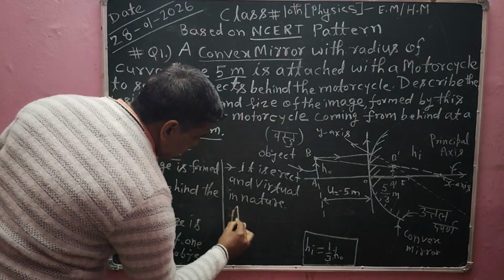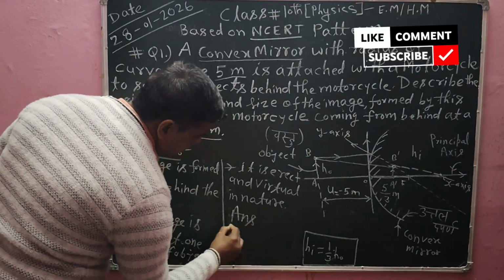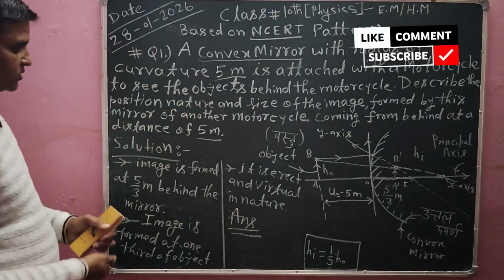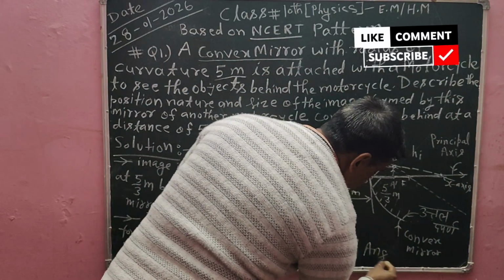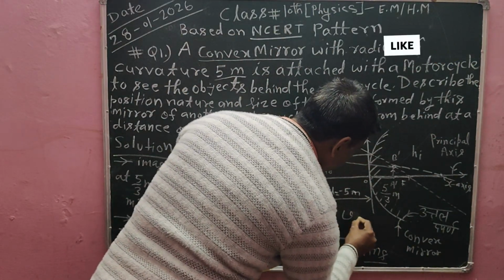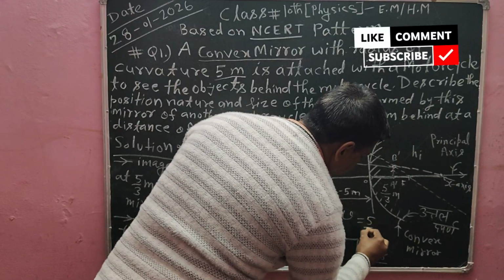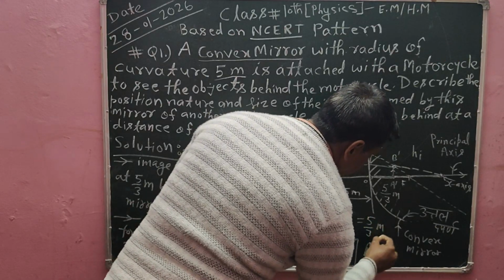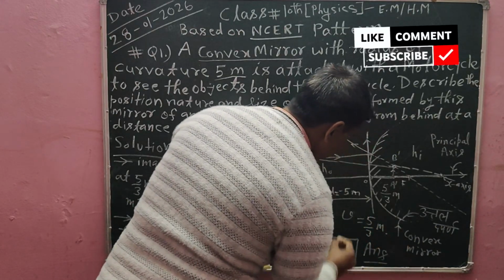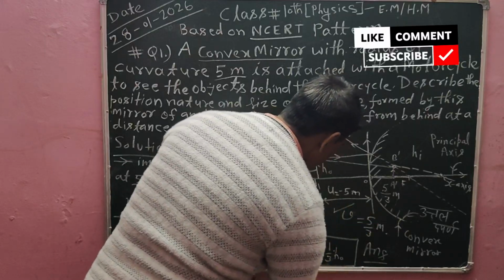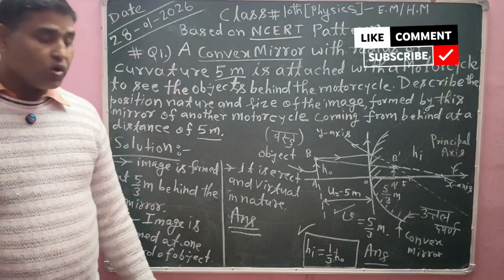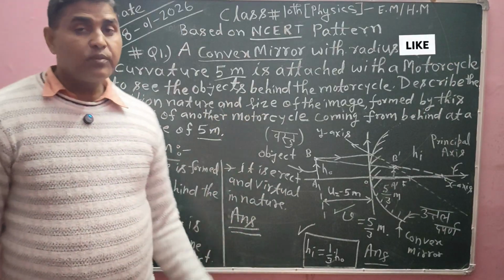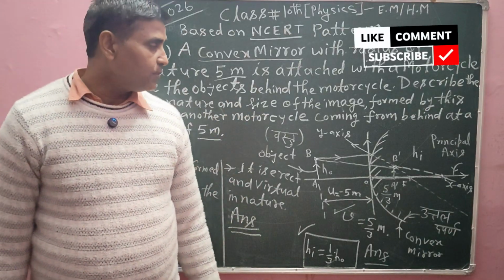So these are the final answers of my question. One answer is this one, and the other is V is equal to 5/3 meter. One is this one, and the other answer is this one. Okay. So in this way, the solution of this question I have done clearly.